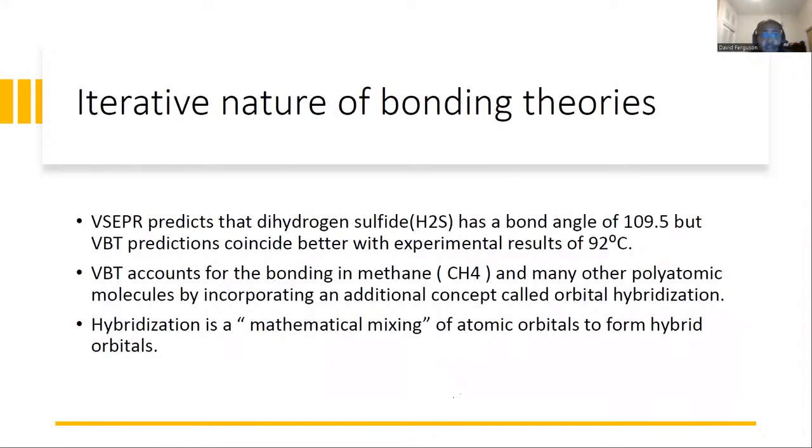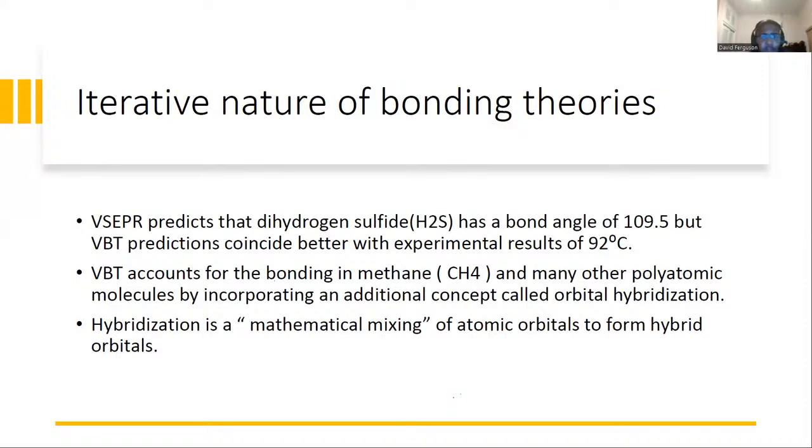So VSEPR predicts that dihydrogen sulfide, this is what I was pointing to earlier, has a bond angle of 109.5. But VBT predicts that it should be 92 degrees, not 92 degrees Celsius. Its predictions coincide better with the experimental bond angle of 92. That comes from the fact that VSEPR gives an idea, while VBT gives a better idea, a more complete explanation.